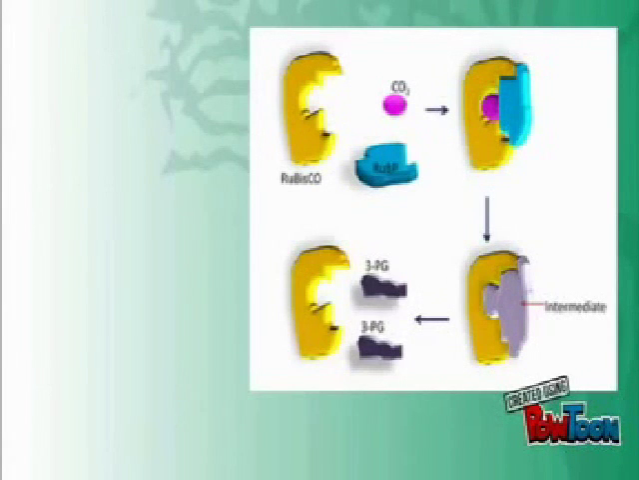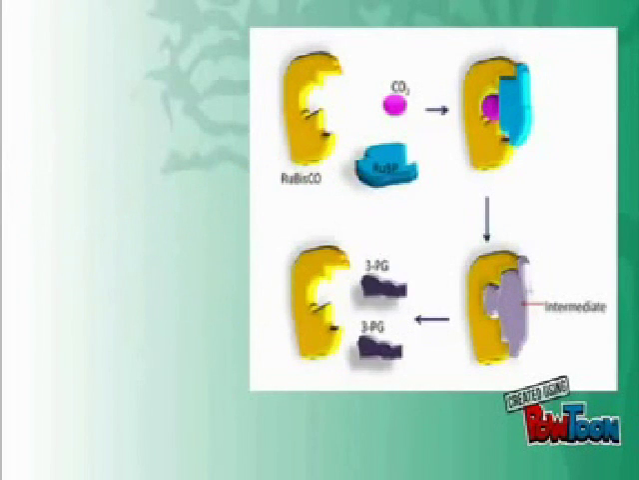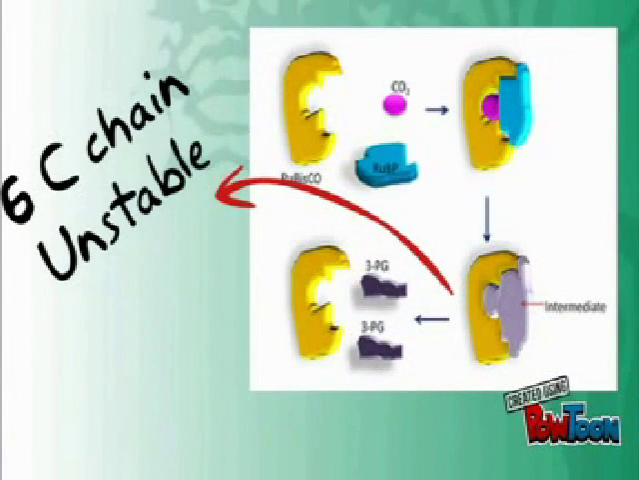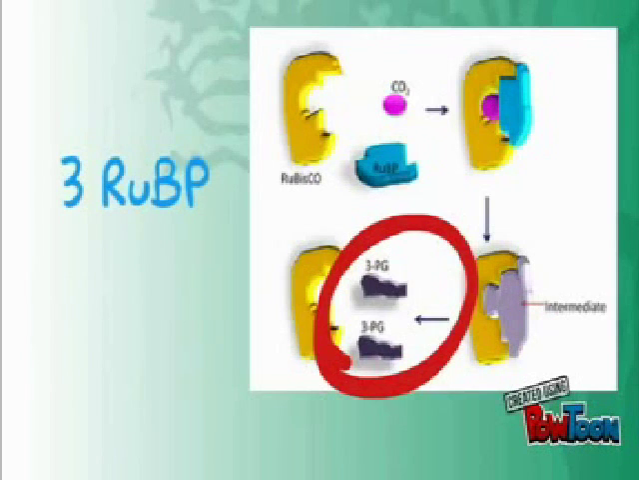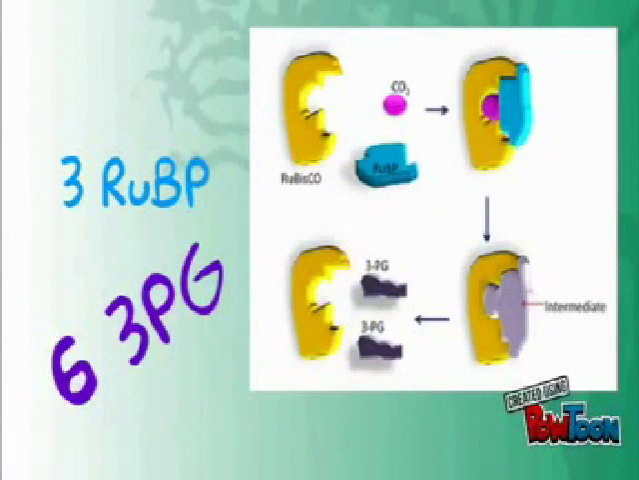Keep in mind that this sugar is the start and end point of the Calvin cycle. When the CO2 is attached to RuBP, a 6-carbon chain is produced, which is highly unstable. So it breaks down into 2 3-carbon molecules. They are known as 3-phosphoglycerate. Keep in mind that this happens to 3 molecules of RuBP. So the result is 6 3-phosphoglycerate.